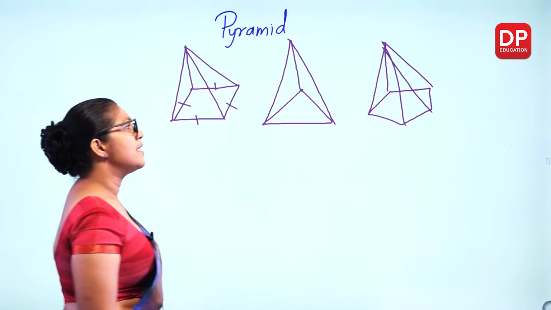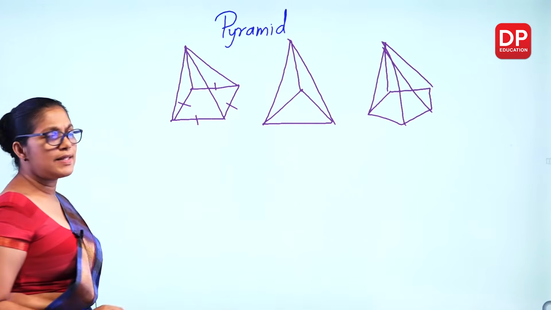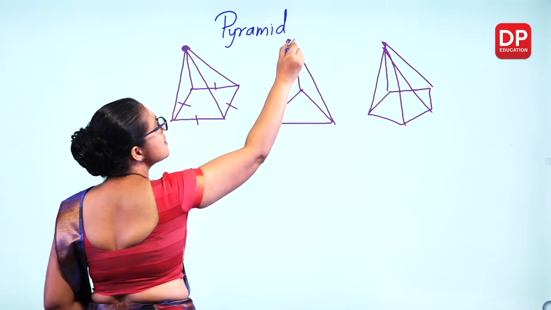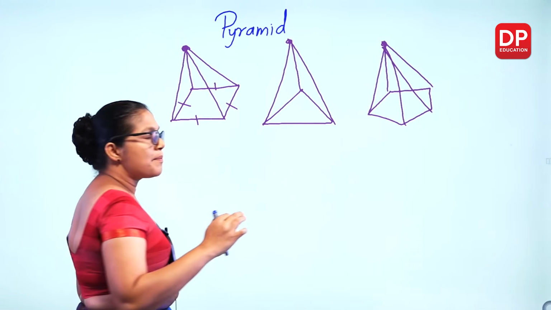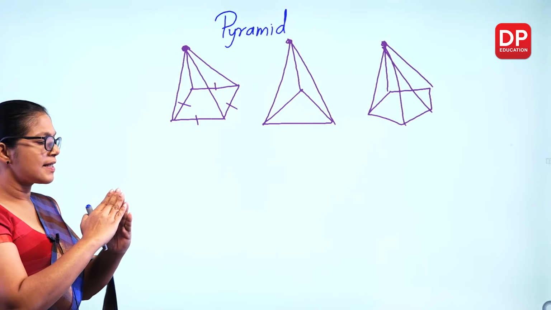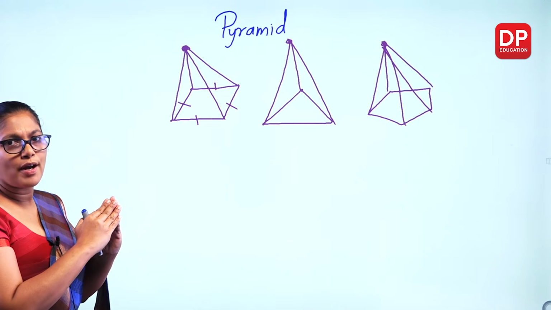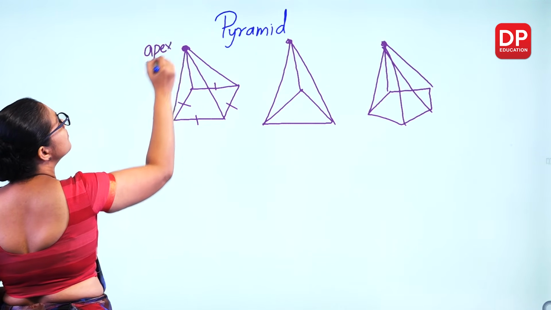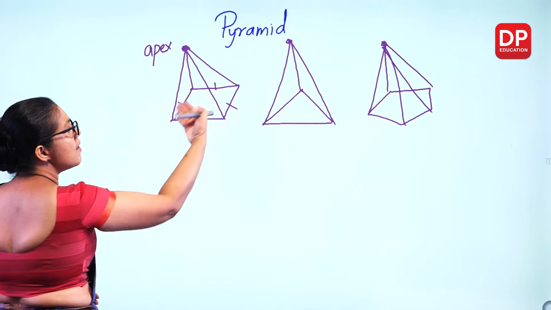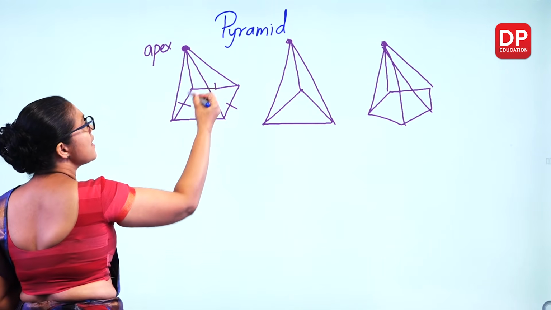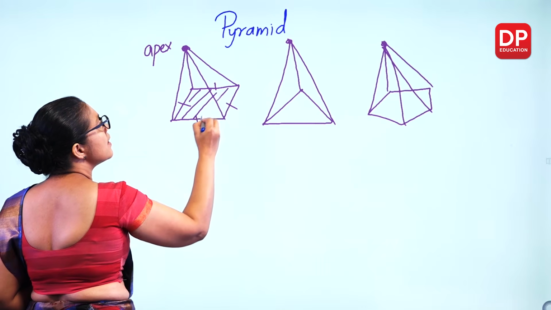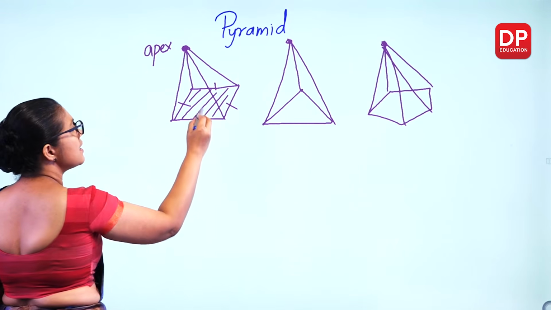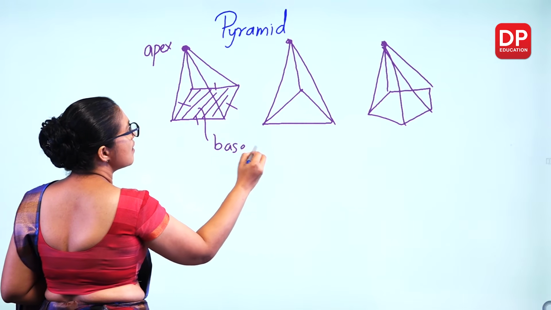This is also pyramid. So here when you take pyramids, you get this point. What you call this point? That means all faces connect with that point. So we call that one is apex. And here you get opposite to the apex, you get a shape here that's called the base of the pyramid. This is called the base of the pyramid.